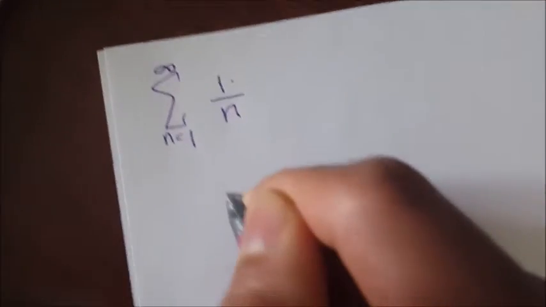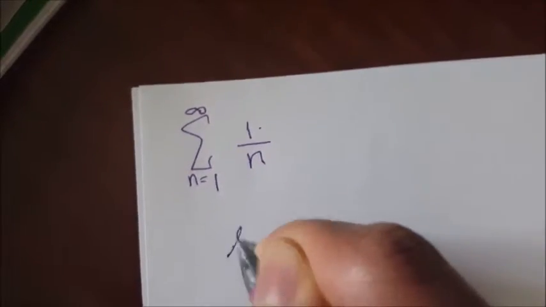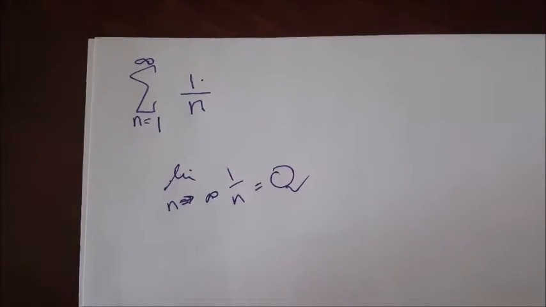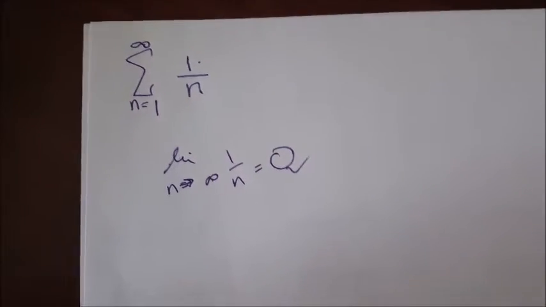For the nth term test, we just take the limit as n approaches infinity of the function, which is 1 over n. As n approaches infinity, 1 over n gives us 0, right? So that's good. We know it passes the nth term test. Now we need a test to check for convergence or divergence. So we could use the integral test.